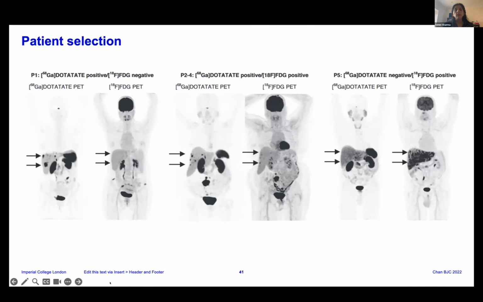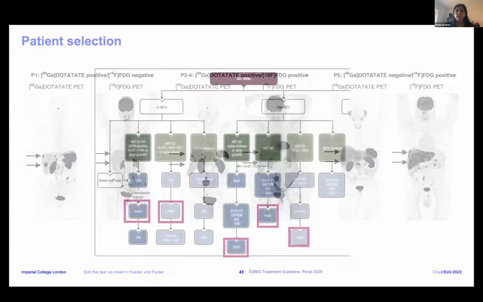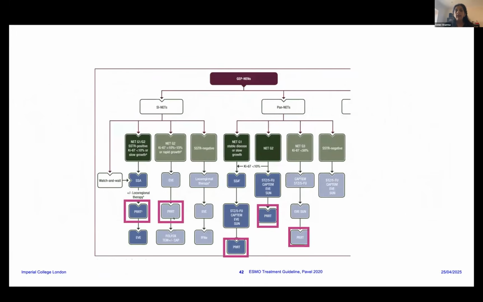I think the plan is for them to look at this further, but I know a lot of centers now will do both a gallium PET and an FDG PET to try and decide which patients they should or shouldn't treat with lutetium dotatate. So this is where PRRT then sits in terms of the ESMO treatment guidelines.